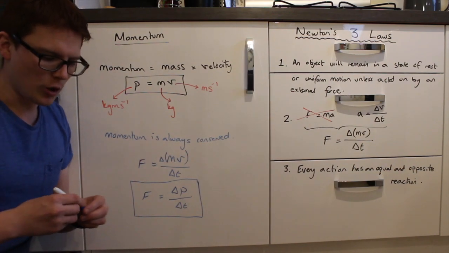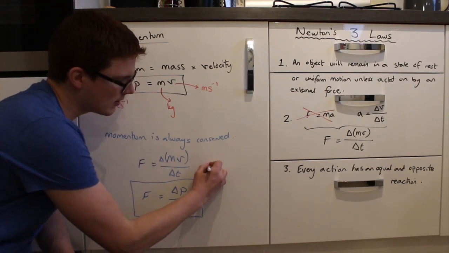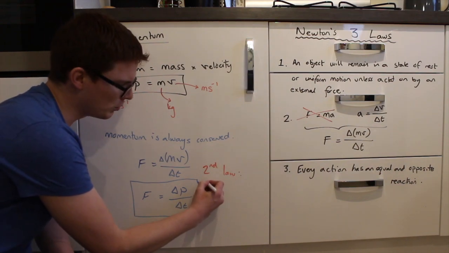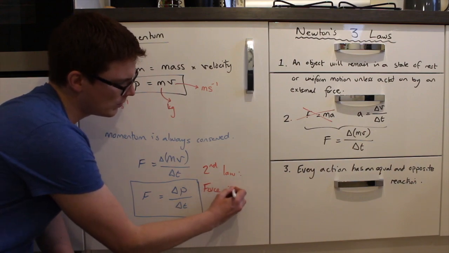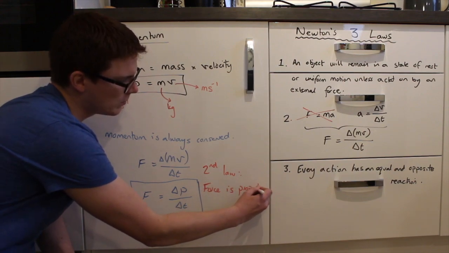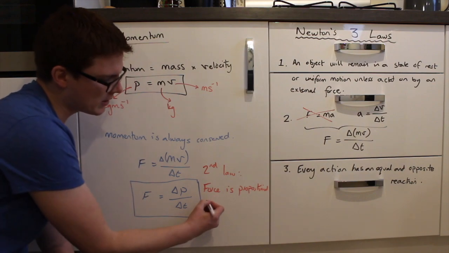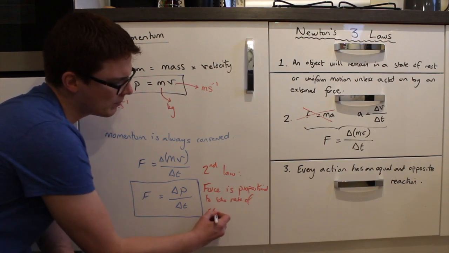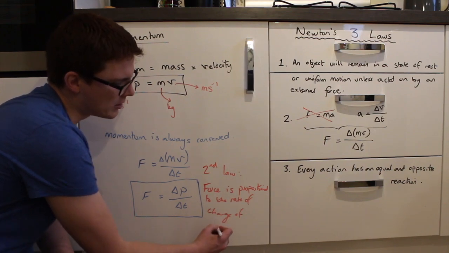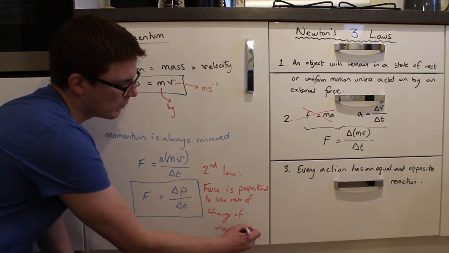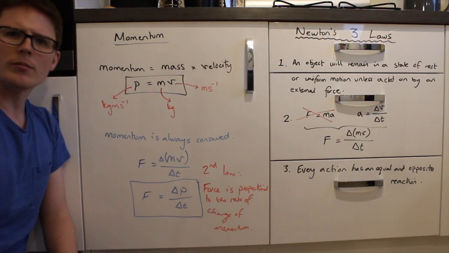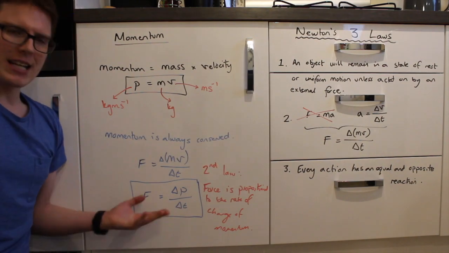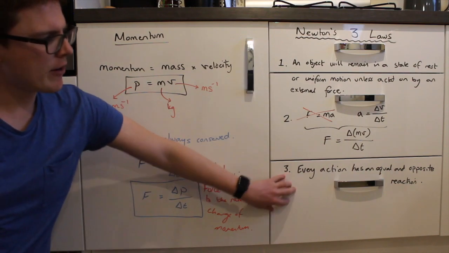So Newton's second law is written as: the force is proportional, excuse my handwriting, to the rate of change of momentum. Okay? And then it also links back to the first law as well. But there you have it. So that's the second law. So basically, every action has an equal and opposite reaction.